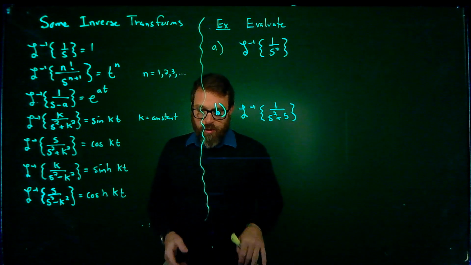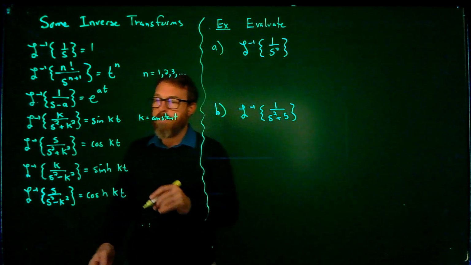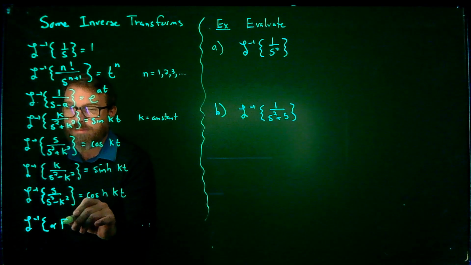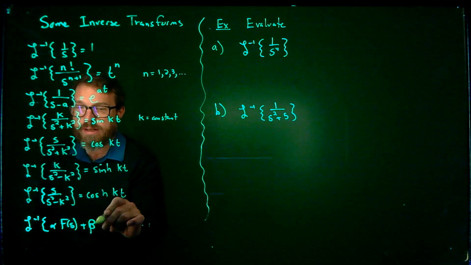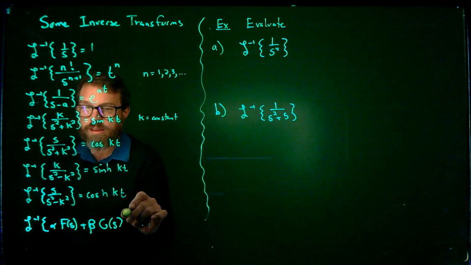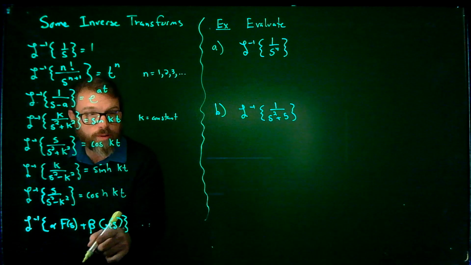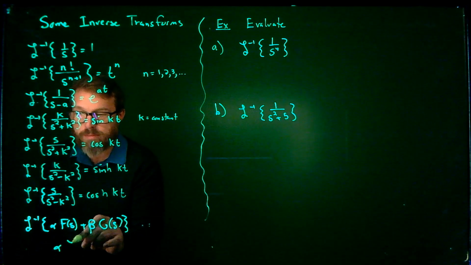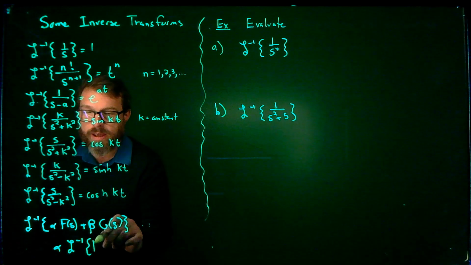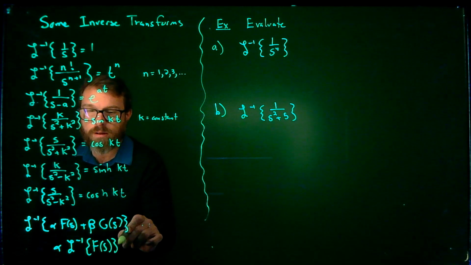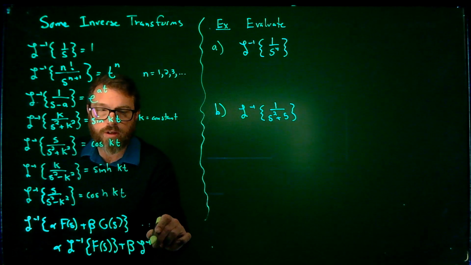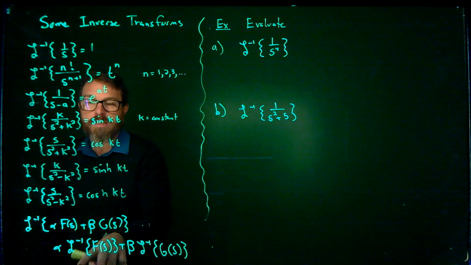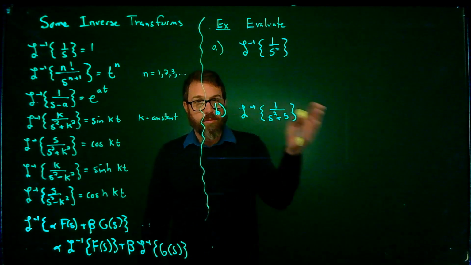Laplace transforms are linear, and what that means is if I have the Laplace inverse of some alpha times f of s plus some beta times g of s, then I can pull out constants and then take it over sums and even differences. So this is going to be alpha times the Laplace inverse of f of s plus beta times the Laplace inverse of g of s. So again, it says I can pull out constants, so constants can move in and out of here.